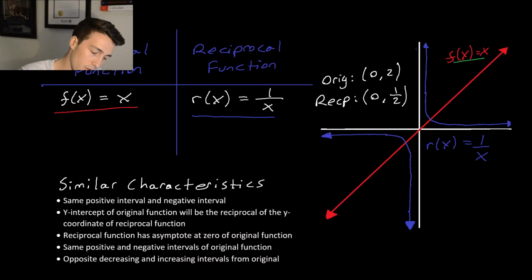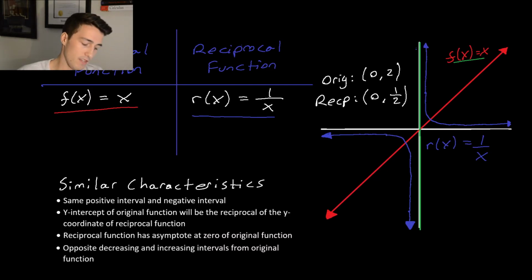So here, the original function, if I do this in green, has a 0 at the origin. And that actually ends up being the asymptote of the reciprocal function. Lastly, we have the opposite decreasing and increasing intervals from the original function. So what that means is here we have an increasing function in our original function, right? It's a positive slope. So as y gets larger in the positive direction, x gets larger in the positive direction. So that stays positive. Here, it's going to be the opposite of that for the reciprocal function.